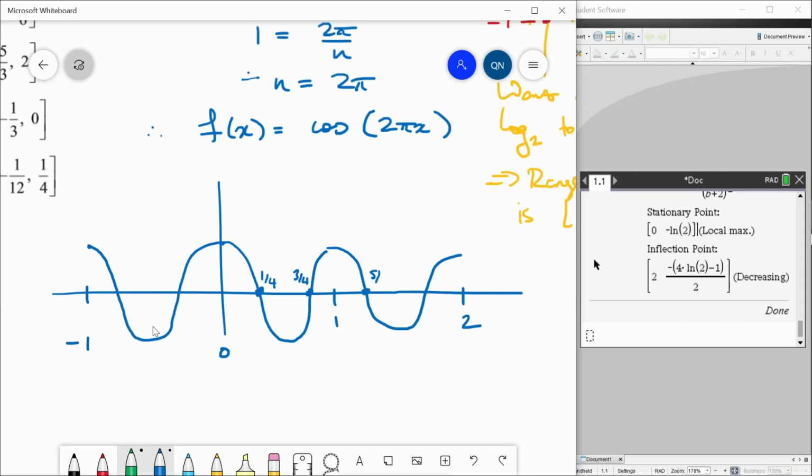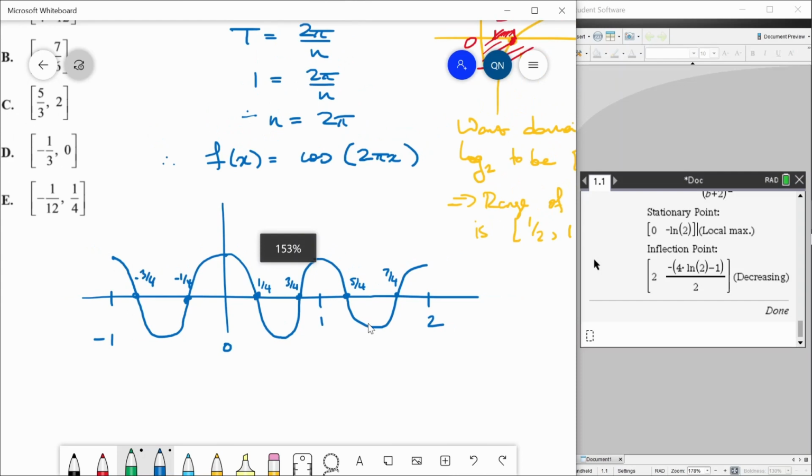This is like 5 quarters and, I don't know, 7 quarters, I think, probably. And on the left hand side, it's -1/4, and we also got -3/4. So I think that should be sufficient. Now, what did we want?